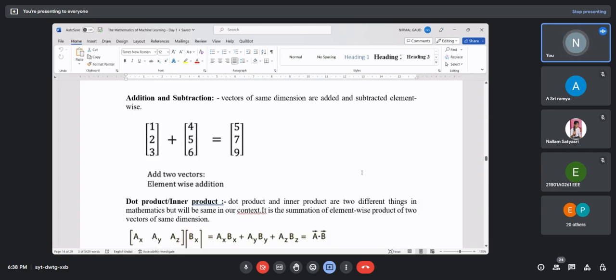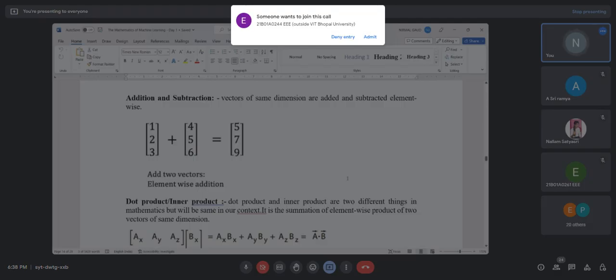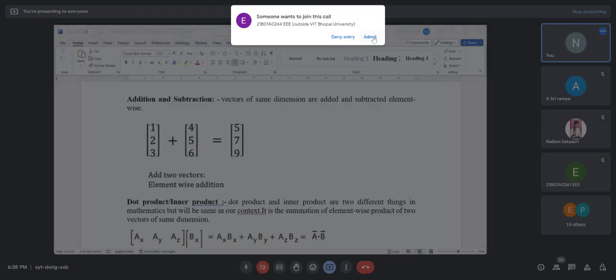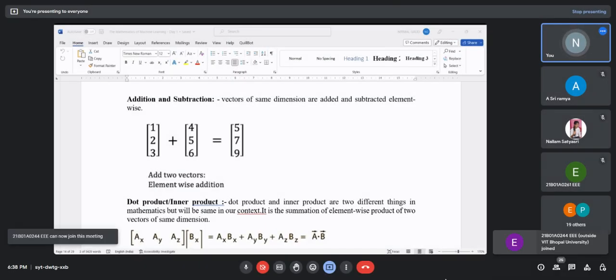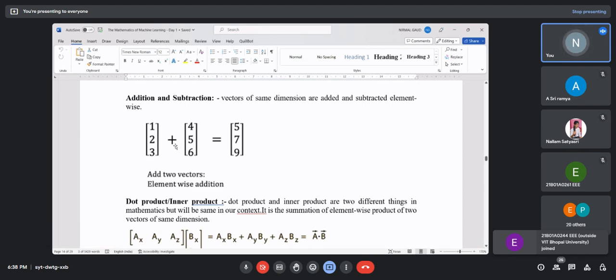Addition and subtraction are quite simple things which you can apply on vectors, and you can just add them accordingly. We just need to check the order. In this case, the order of the vectors is three rows and one column, 3 × 1, 3 × 1, so you can add them and get the result again as 3 × 1.